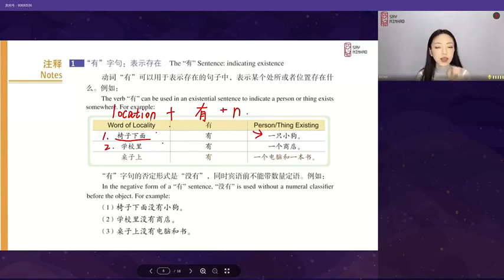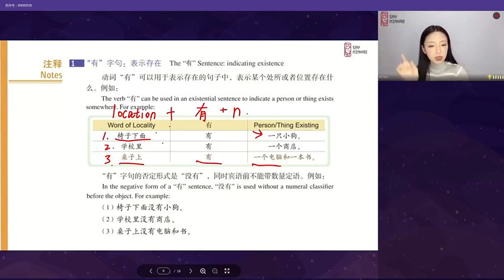学校里有一个商店. 学校里, another word for location. 学校里 means in the school, right? 学校里有一个商店. Next, 桌子上, on the table, the location, 有, have, 一个电脑和一本书, a computer and a book. And this is the positive form of 有.